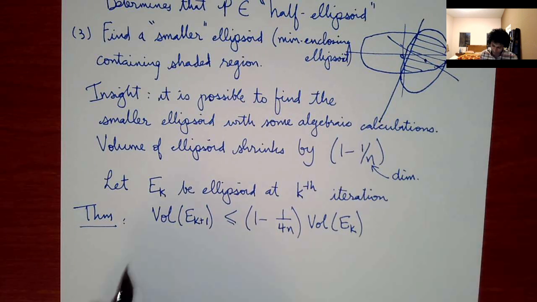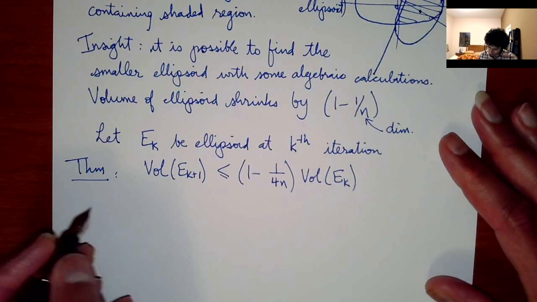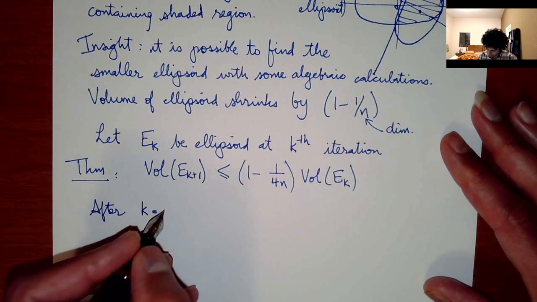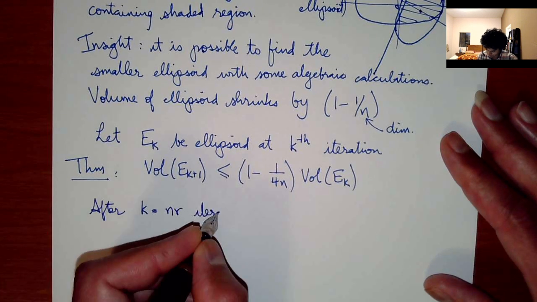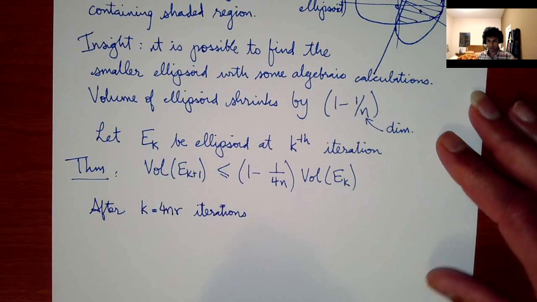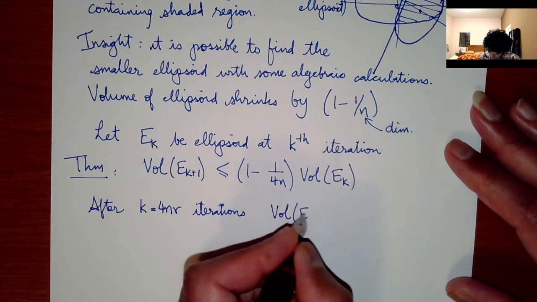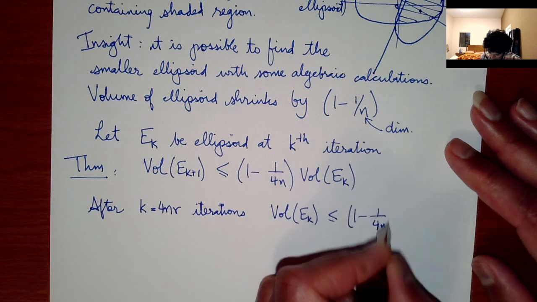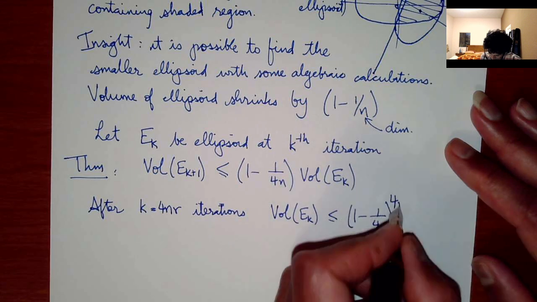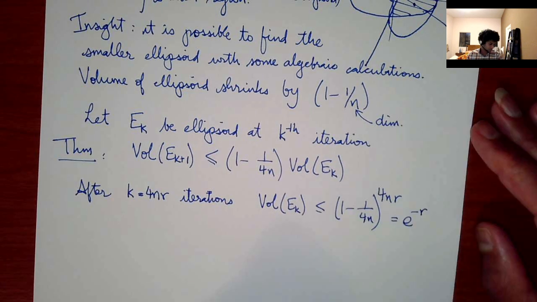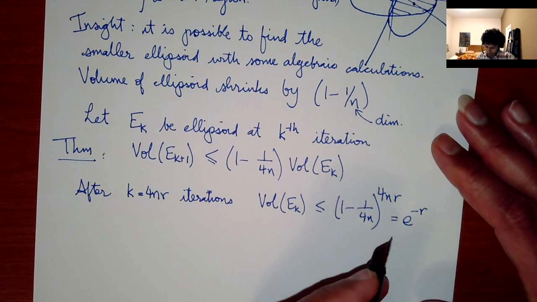So let me write something here that is going to clarify that. After k equal to n times r iterations, or maybe I'll say 4nr iterations, the volume of the ellipsoid is at most (1 minus 1 over 4n) to the power 4nr, and this is basically like e to the minus r, right?